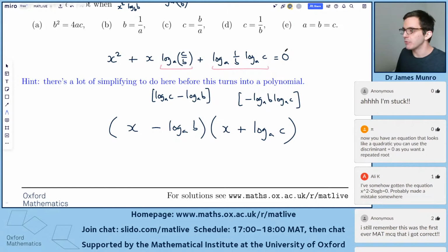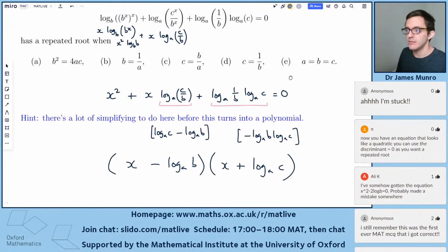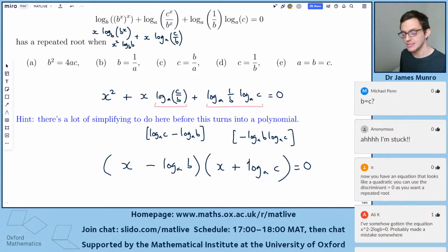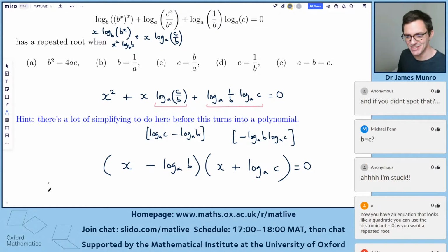It's sort of remarkable that we started at this equation at the top here, and just by simplifying things down, we've got it into this form at the bottom of the screen, where we just know what the roots of this equation are. We know what the solutions are. There are two solutions. One of them is log base A of B, and one of them is minus log base A of C. So I suppose that just means that it's a repeated root.